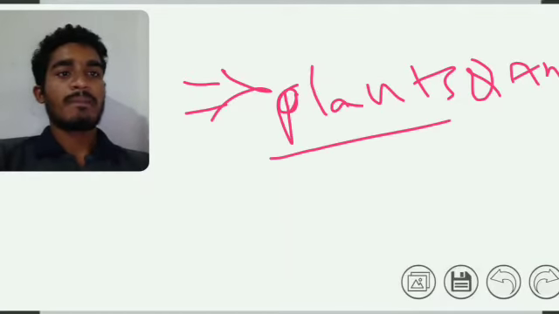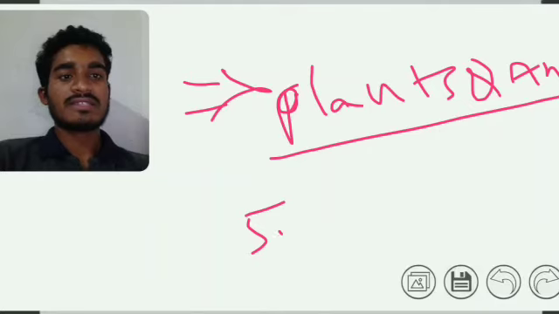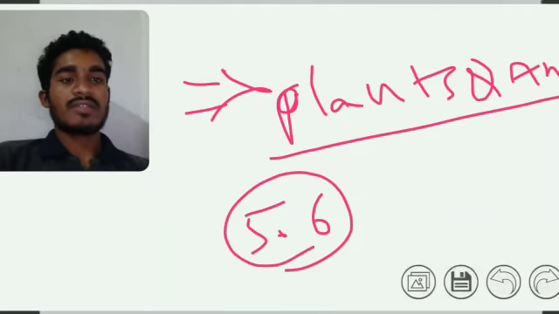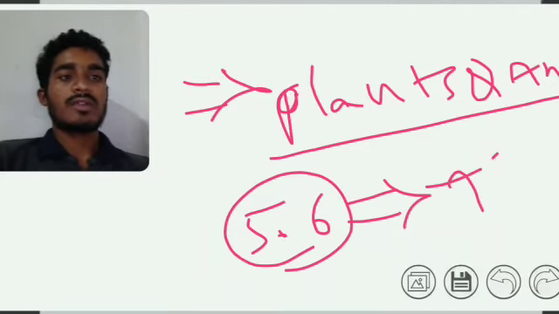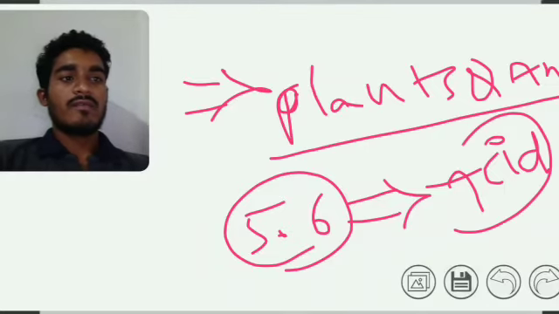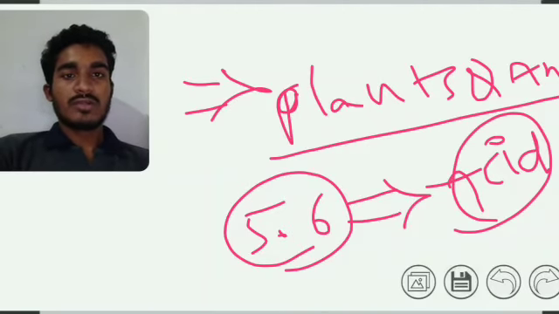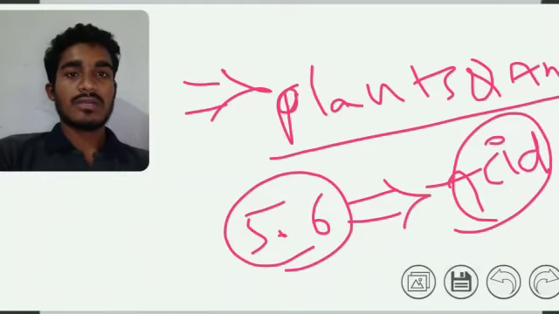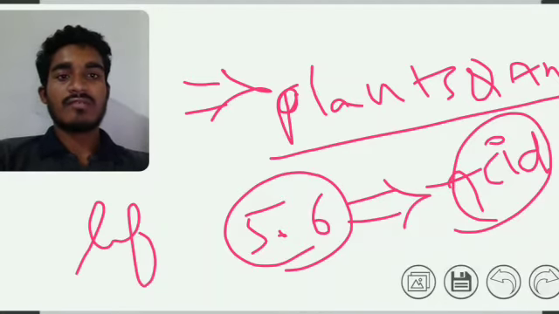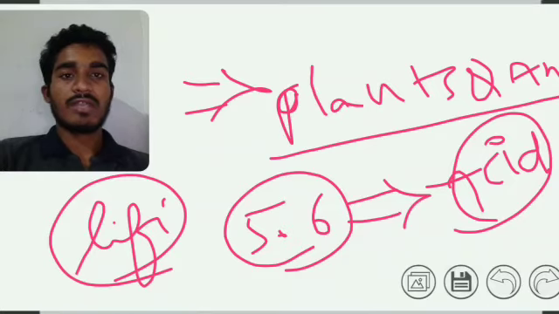So the pH range is less than 5.6. This is called the acid range. When acid range comes across and falls down into the river, then all the living organisms can survive for their lifespan and for their surviving capacity.